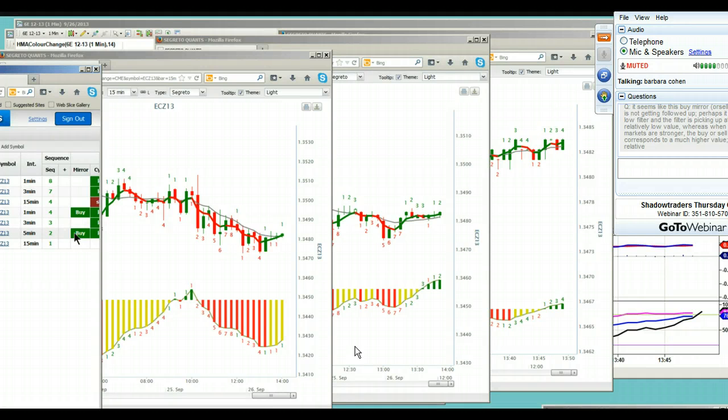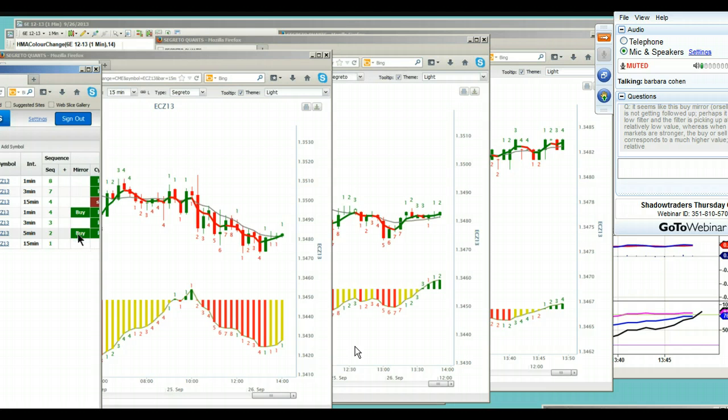Sometimes more than one time frame will come in. Sometimes it will just be one, then the other, then the other. I wouldn't wait for everything to align before you jump in, because you could end up catching the high of something. Maybe you wait for a couple things to come in.